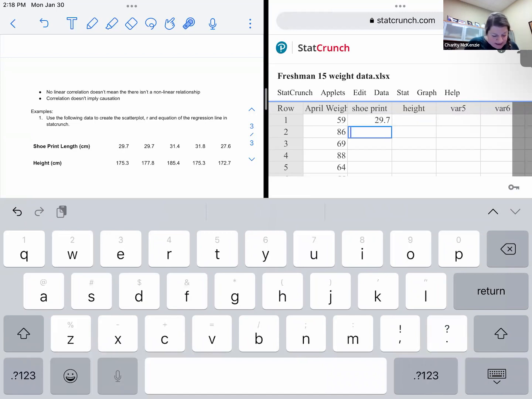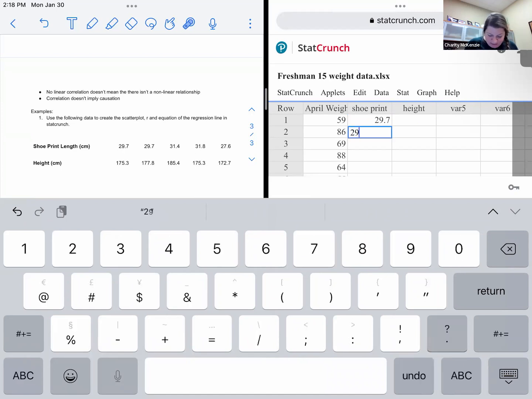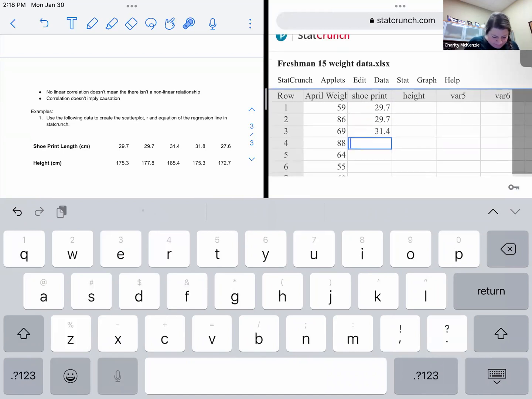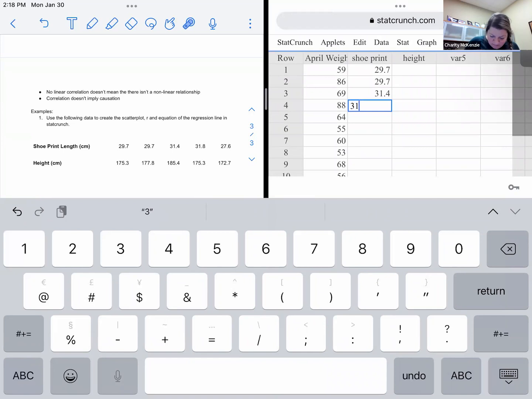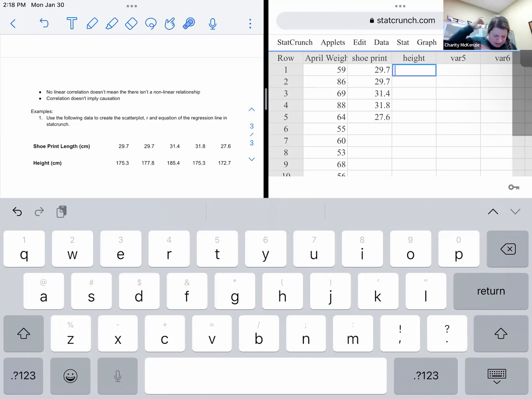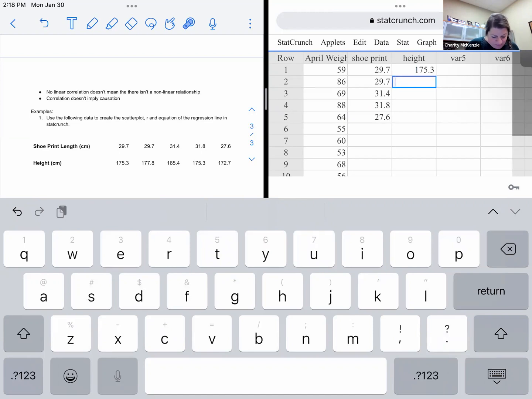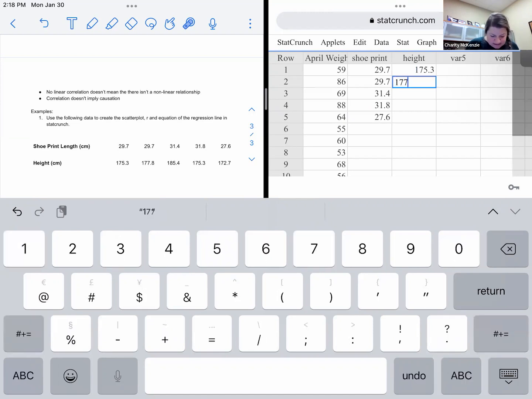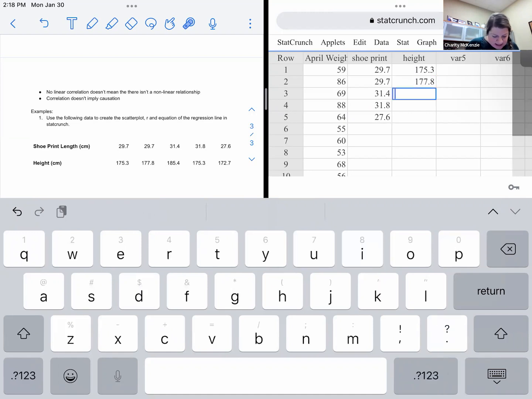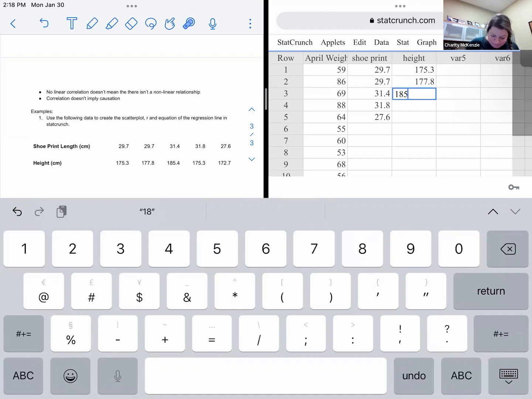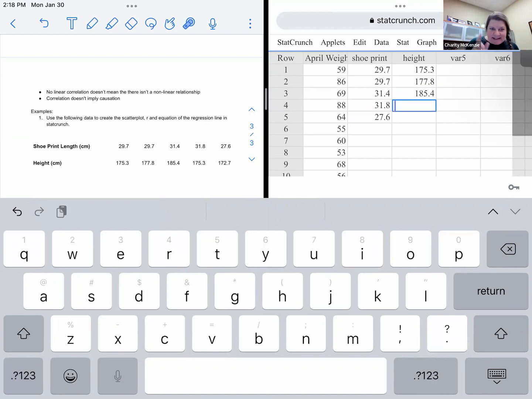29.7. And then the next one will be 29.7. And the next one will be 31.4. And the next one will be 31.8. And then the last one is 27.6. So you can pause and enter this into your StatCrunch too, or you can just watch me, but I want to make sure you know how to do this. So 175, 177.8 and 185.4. I like the split screen because I can see the data.